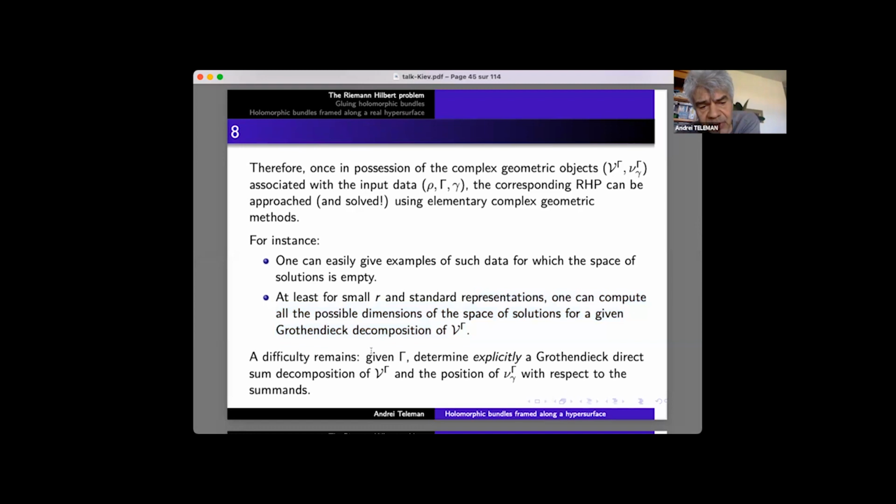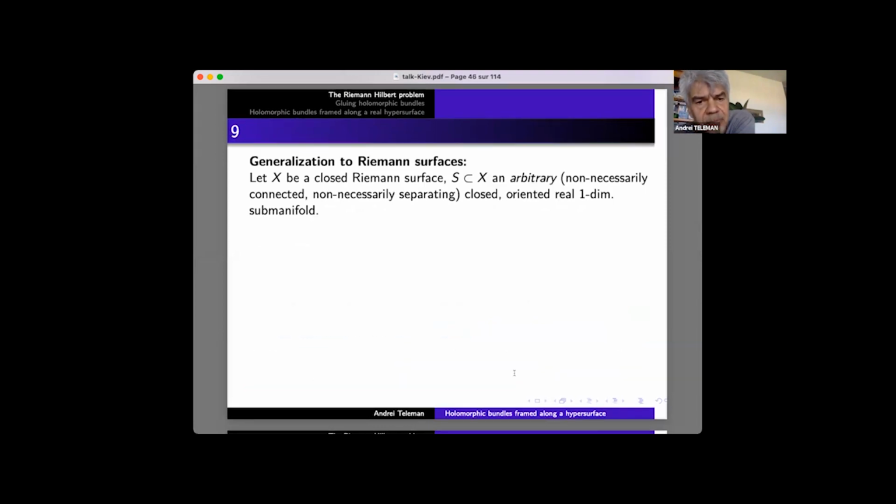So, as I said, a difficulty remains: given gamma, determine explicitly a Grothendieck direct sum decomposition of gamma and the position of this element. Again, this is a section in a torsion sheaf on P1 with respect to the summands. So from the point of view of applied, of effective mathematics, this is the problem which remains to be solved.